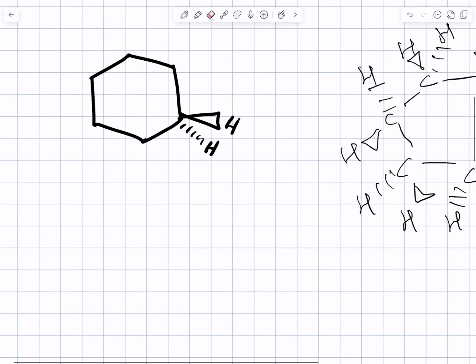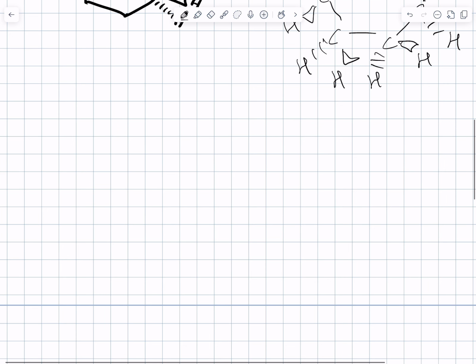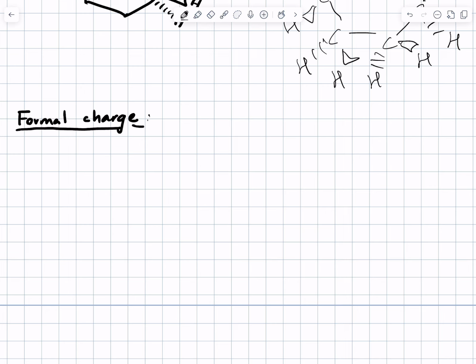Let's now talk molecules with charges. And this is part of drawing correct Lewis structures. So, a formal charge. Have you heard about this before? Maybe. It's not that hard. You'll get it pretty quick, and then it'll become instinctive. So, formal charge is basically a way of bookkeeping electrons, keeping track of the electrons in a molecule.